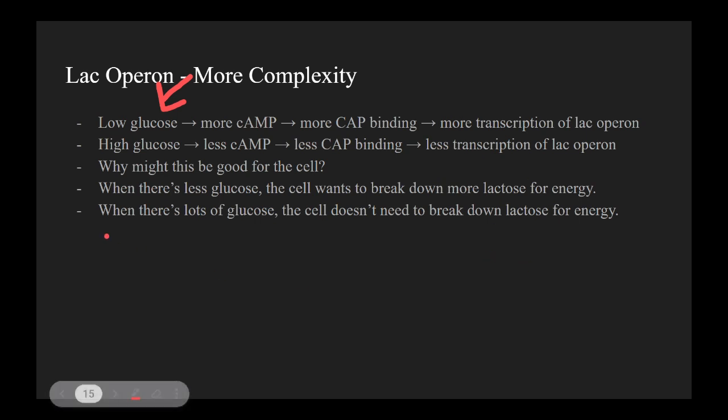Then when there's a lot of glucose, the E. coli is like, oh my gosh, my favorite food is right there. So I don't need to make genes to break down lactose because I don't really like it that much. So I'm going to eat up all this glucose first and I don't need to express the lac genes, right?